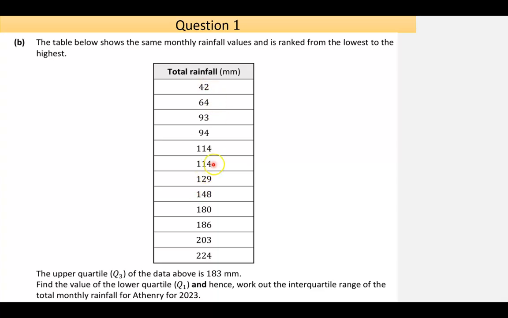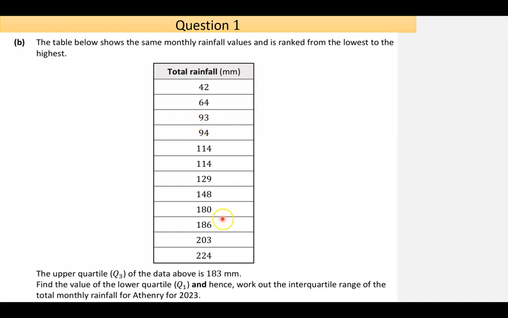Now, there's 12 pieces of data, so the sixth piece of data is not the middle, neither is the seventh. It's halfway in between, and that's the median. So I'd add these two numbers together and divide by 2 to get the median. Now, the lower quartile is the halfway point between here and the beginning, which is halfway between here and here, which is 93.5.